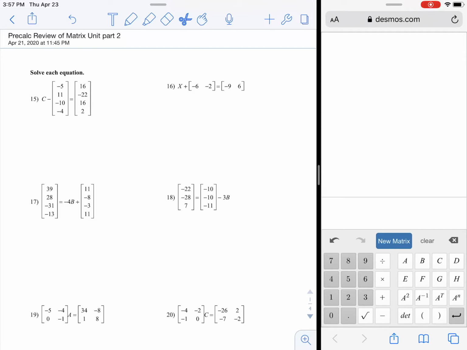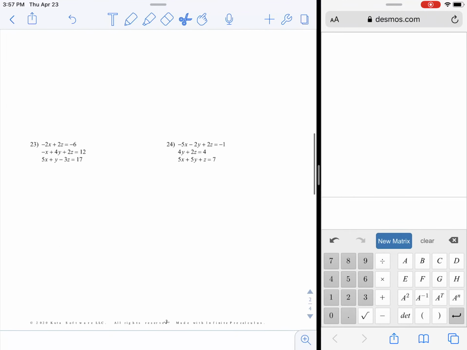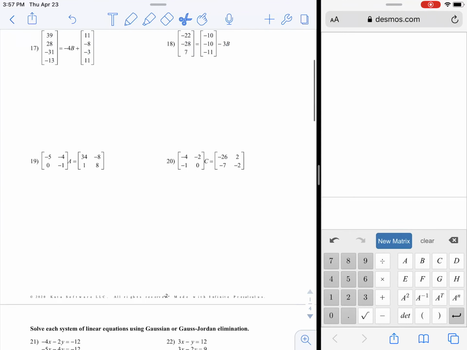Okay guys, so we're going to finish this 2-day review. Remember yesterday part 1 was a regular 10-point assignment by itself. This assignment is also a 10-point assignment, so even though they're connected, like a continuation, they count as separate assignments. This is 15 through 24.